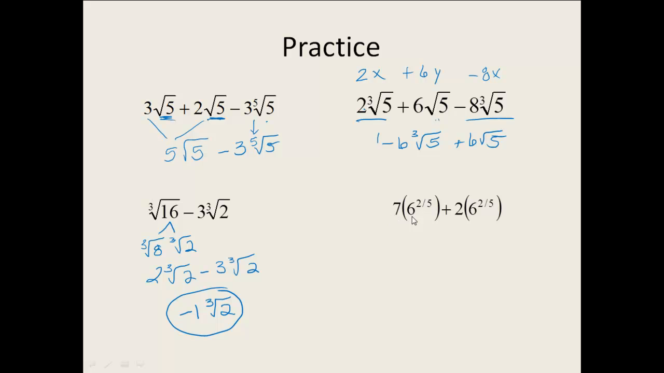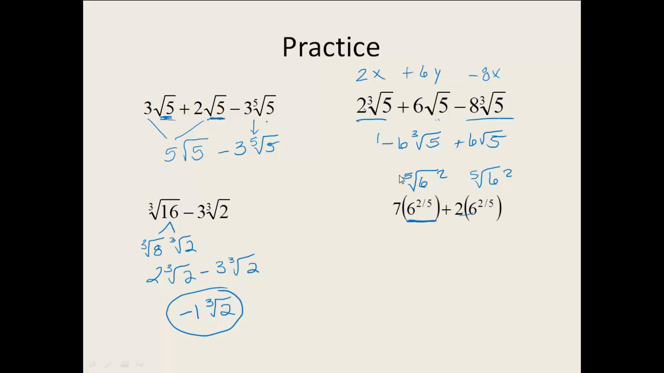We have 7 times 6 to the 2/5 plus 2 times 6 to the 2/5. What you have to realize is that this is a radical. Remember, rational exponents we can write as radicals, so this would actually be the 5th root of 6 squared, and this would also be the 5th root of 6 squared. So we do have like radicals even though they're in exponent form.